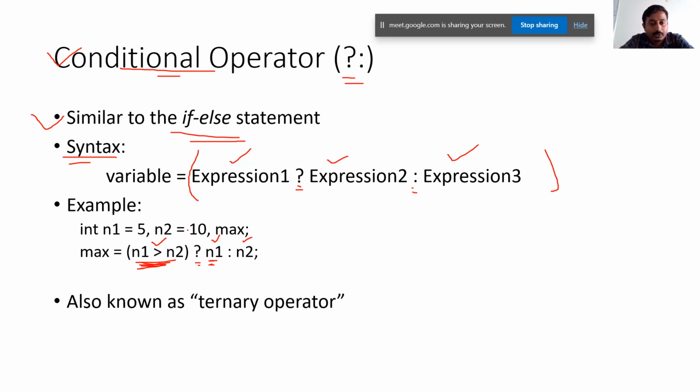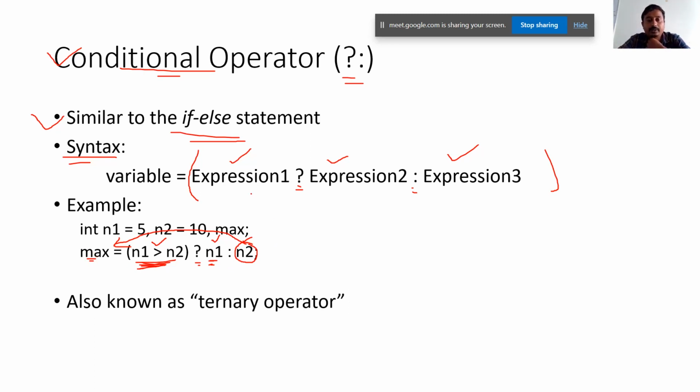n1 is 5, n2 is 10. So 5 greater than 10 is false, right? So the n2 value will be returned, and this value will be assigned to max. So the max value will be 10. So this is regarding the conditional operator.